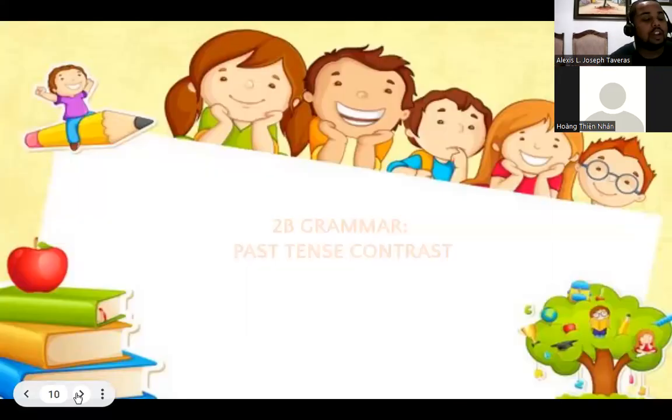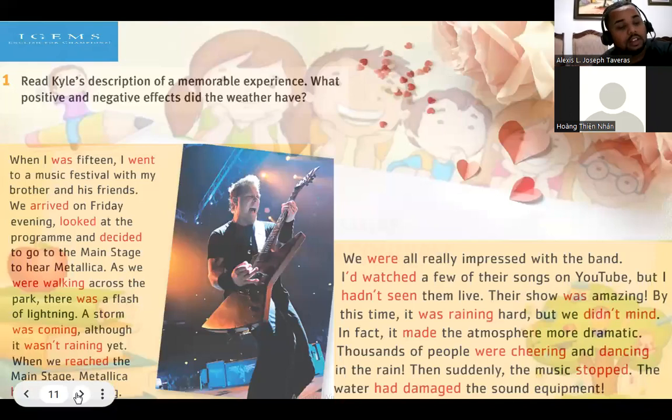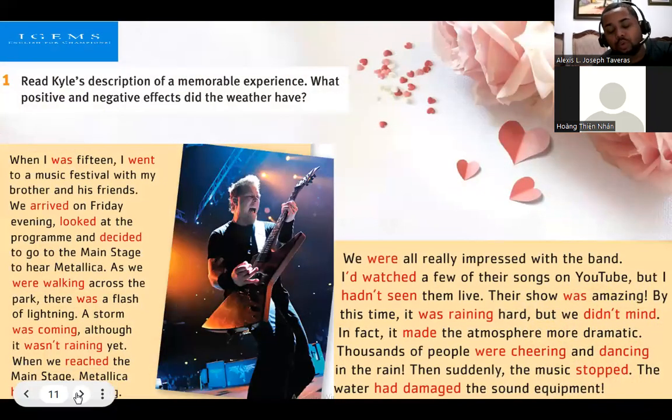Now we can continue with the rest of the class. Grammar, past tense, contrast. So this is the first thing we're going to do here. We are going to read, that's all about comprehension. We are going to read Kyle's description of a memorable experience. What positive and negative effects did the weather have? So I want you to read it. Let's understand what's going on over here.